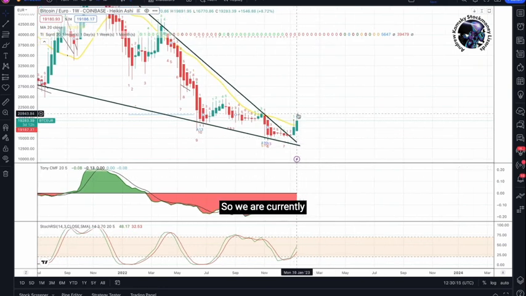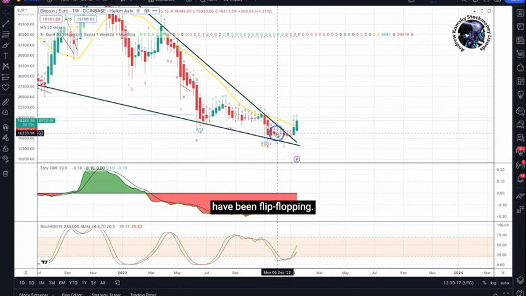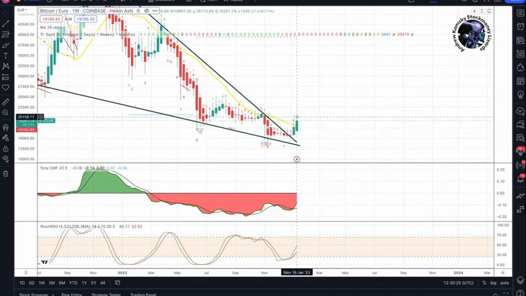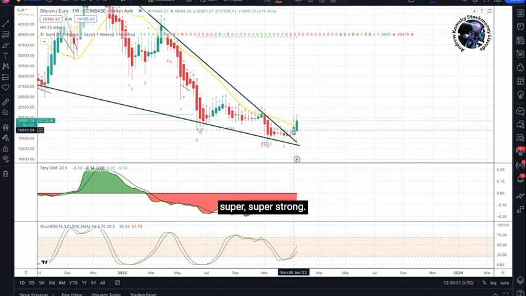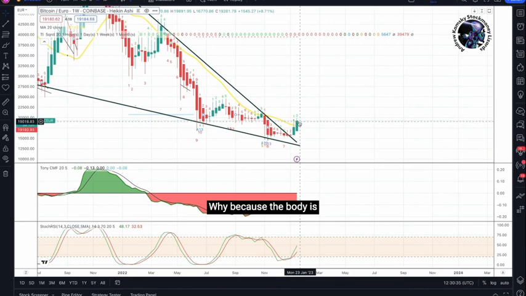So we have currently been flip-flopping from one bullish week to one bearish week, one bullish week to one bearish week, and now we've hit a 2 above a 1. So what does that basically tell us? These two candles look super strong. Why? Because the body is large. The body is large. This wick was shadowed now by this body that shows strength.